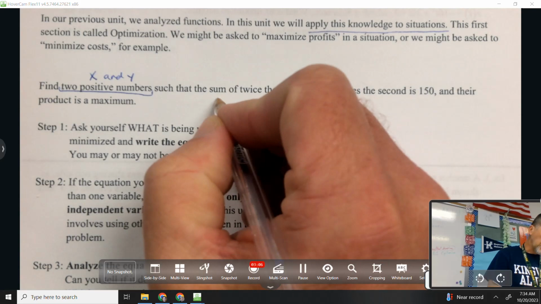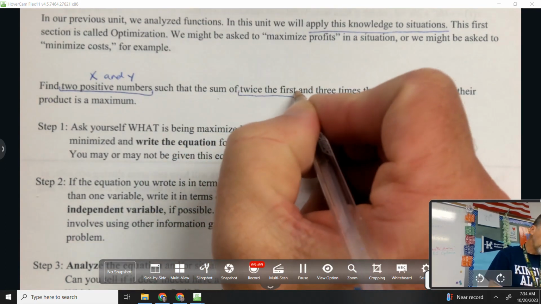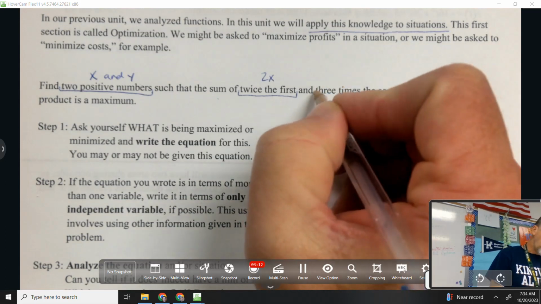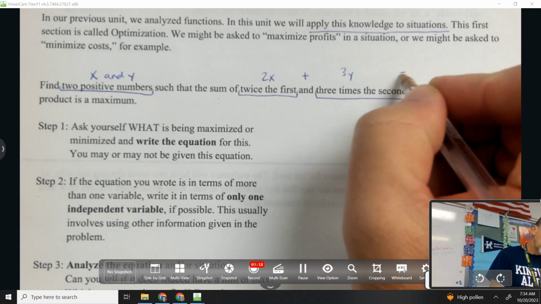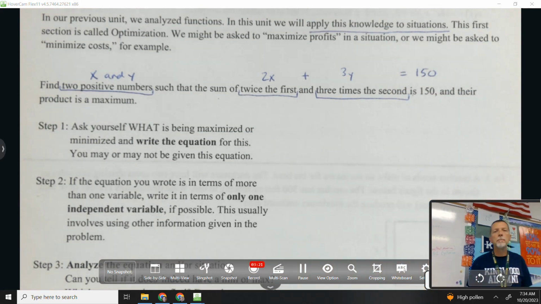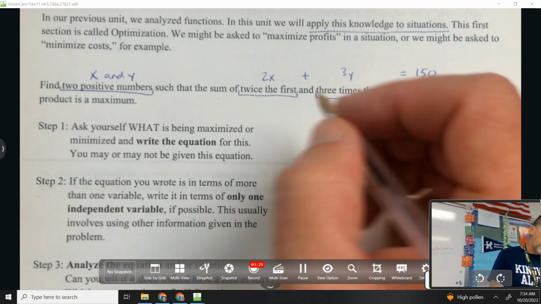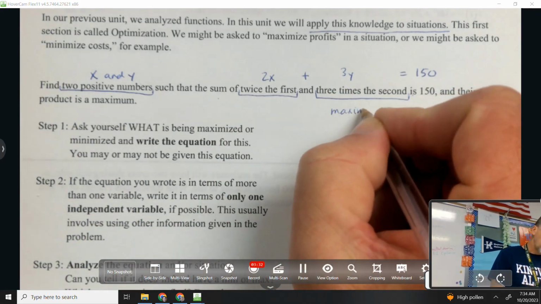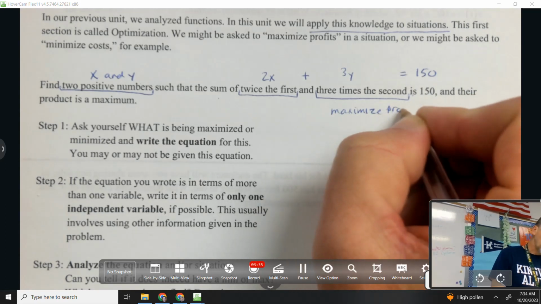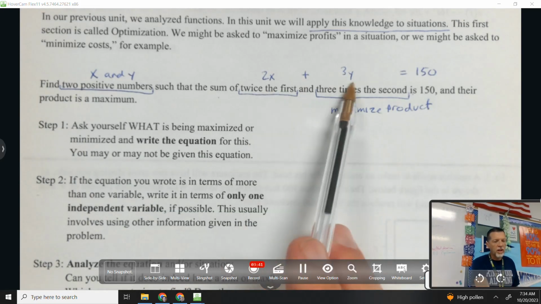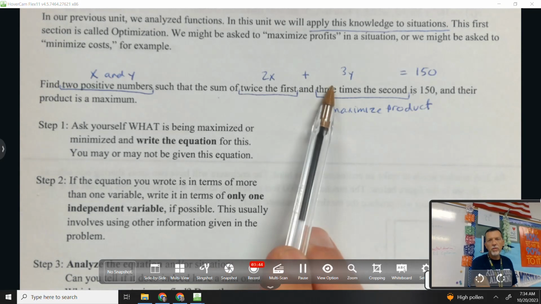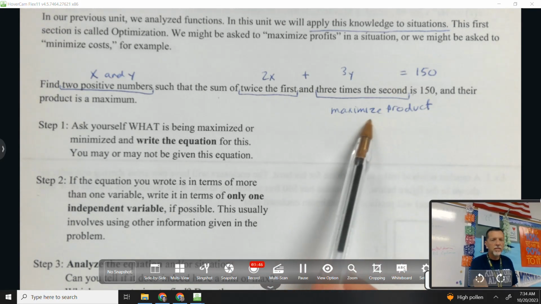Such that the sum of twice the first and 3 times the second is 150. So 2x plus 3y equals 150. And their product is a maximum. So we want to maximize their product. Okay, 2 numbers. There's some constraint, so they're related to each other. 2x plus 3y is 150, and their product is a maximum.